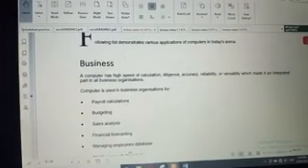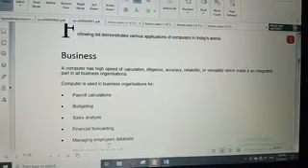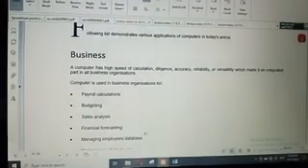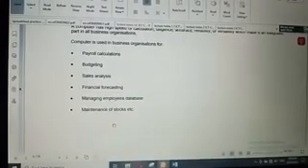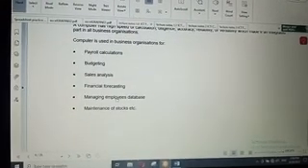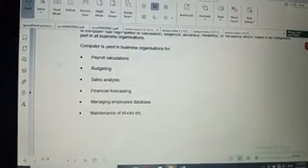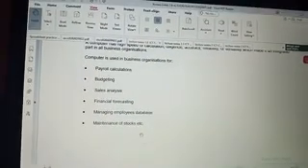You have managing the employees database. You use the computer to manage the employees database. You have maintenance of stocks. You use the computer to maintain stocks in business. So that is how the computer is used in business.